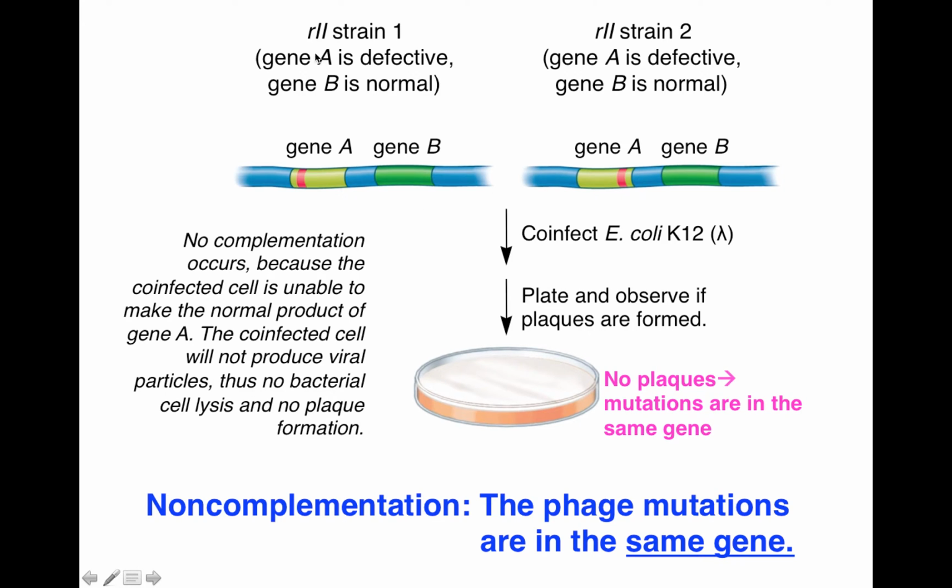So we have two strains, and they both have the same phenotype, an R2 strain and another R2 strain. They both give similar phenotypic results. If the mutation is in the A gene in the R strain number 1, and also in the A gene in strain number 2, when you use these two bacteriophages to infect the same E. coli cell, you get no plaques, because neither one of these can supply a good copy of the protein that's produced from gene A. This is a mutant copy, and this is a mutant copy. No good gene A proteins, and they're necessary for plaque formation, so you get no plaques. Therefore the mutations are in the same gene. That is non-complementation.